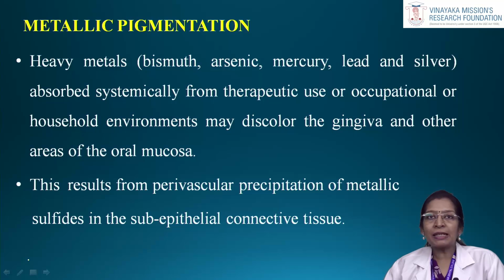Sometimes heavy metals like bismuth, arsenic, mercury, lead and silver, when they are absorbed systemically from therapeutic use or occupational or household environments, may also discolor the gingiva and other areas of the oral mucosa. This color is because of the perivascular precipitation of metallic sulfates which get embedded in the subepithelial connective tissue. So, that appears as gingival pigmentation on the outer surface.